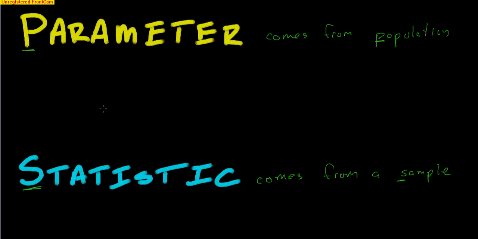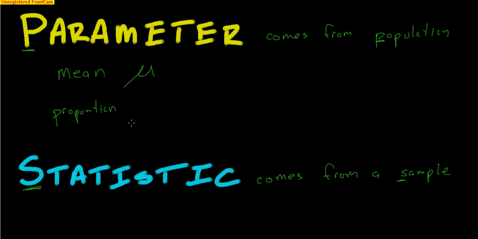Now, there's only two types of parameters out there. The first type of parameter is a mean, right? The mean of a population parameter is known as mu. That's the true mean of that population, right? The true average amount of money the average American makes. To get that value, I would have to ask every single American how much money they make and get an average, right? The other type of parameter is a proportion.